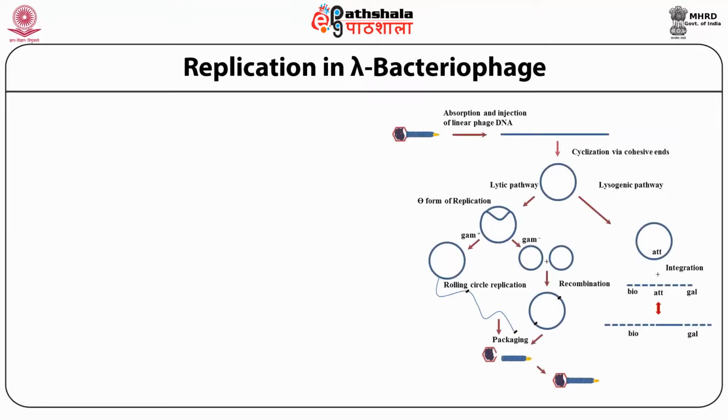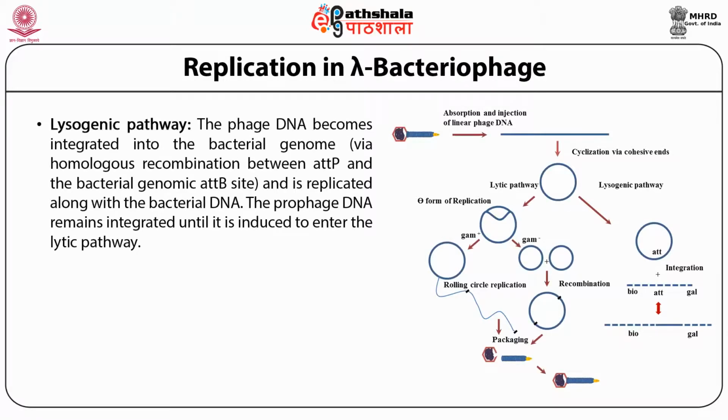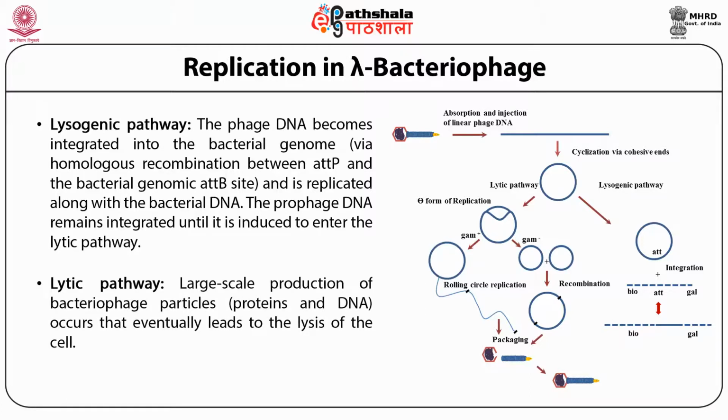Replication in bacteriophage. Lysogeny pathway. The phage DNA becomes integrated into the bacterial genome via homologous recombination between the attP and the bacterial genome attB site and is replicated along with the bacterial DNA. The prophage DNA remains integrated until it is induced into a lytic pathway. In the lytic pathway, large-scale production of bacteriophage particles, proteins and DNA occurs that eventually leads to lysis of the cell.